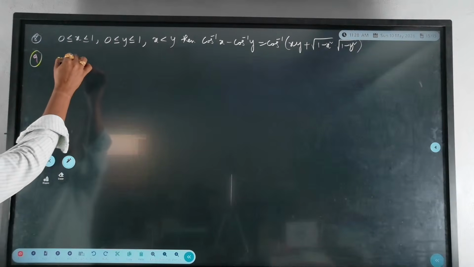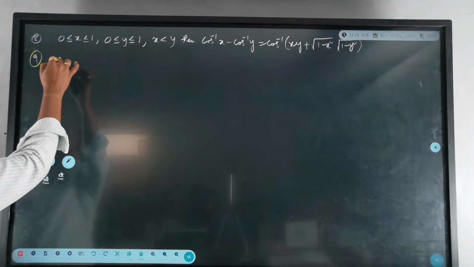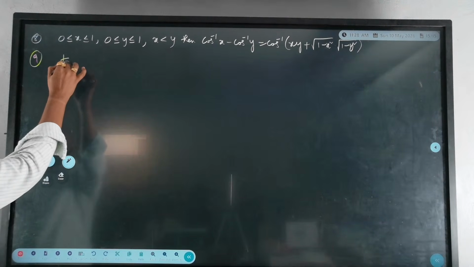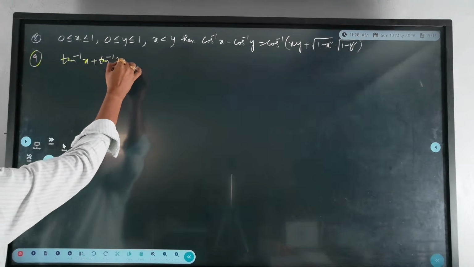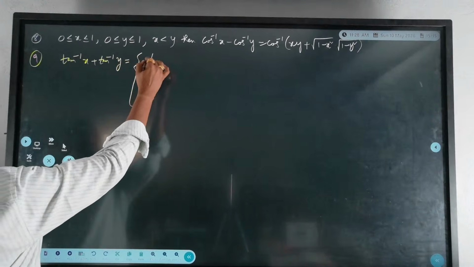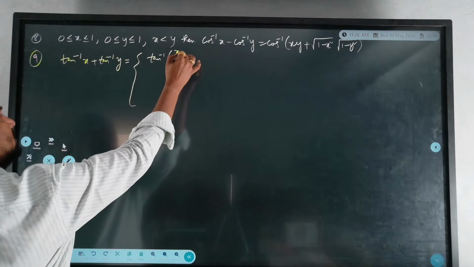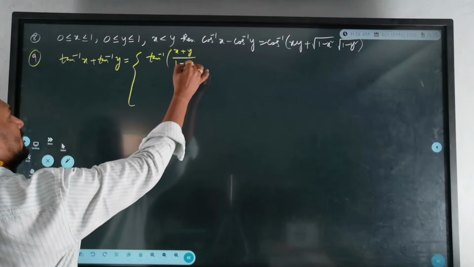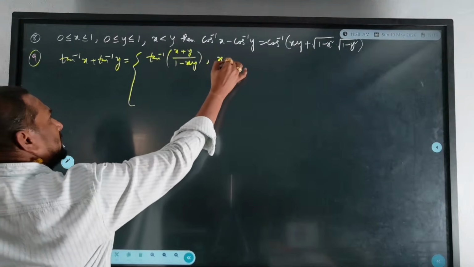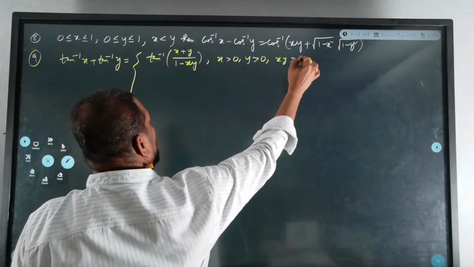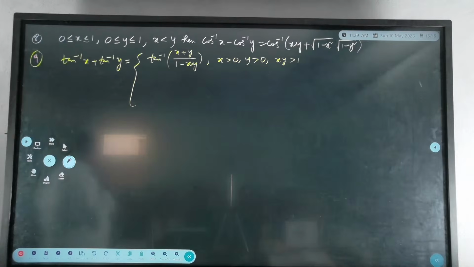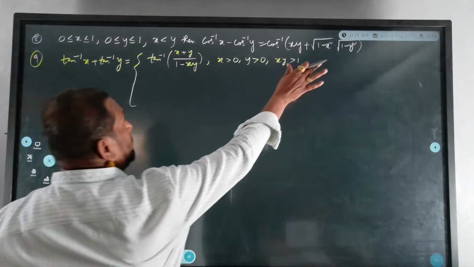x greater than y. Tan inverse x plus tan inverse y is equal to tan inverse of x plus y by 1 minus xy. Here x greater than 0, y greater than 0, xy less than 1.